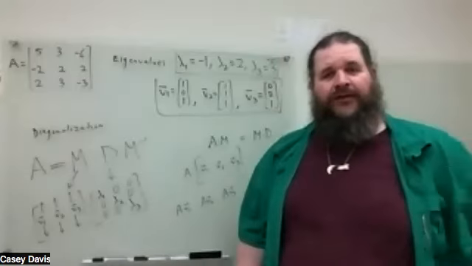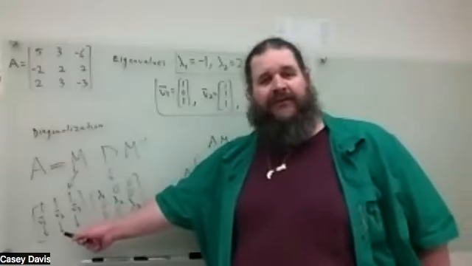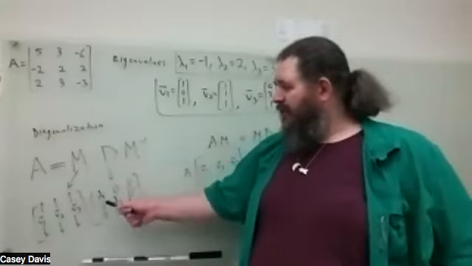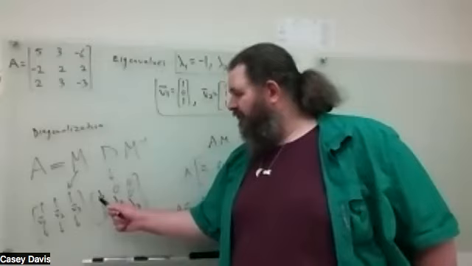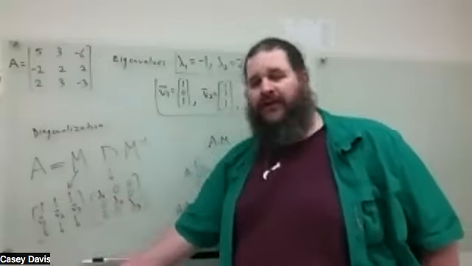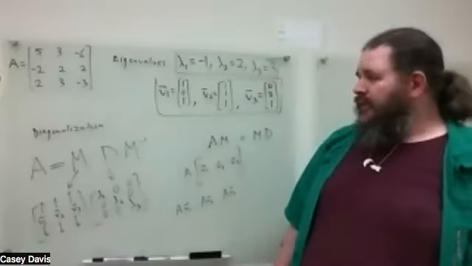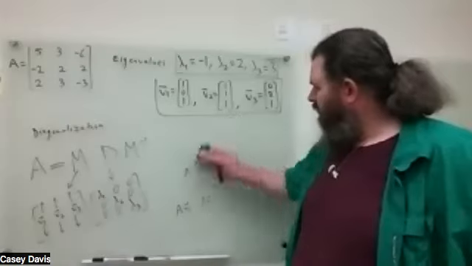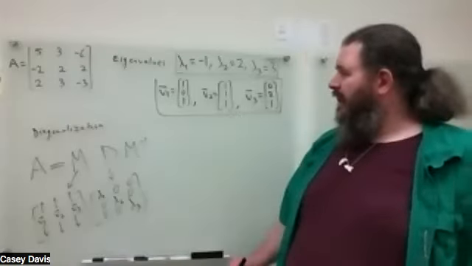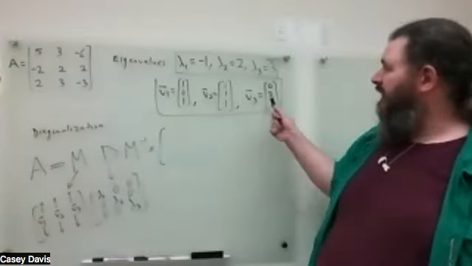So that's the core concept of diagonalization, that if you write out a matrix whose columns are the eigenvectors, and write out a diagonal matrix whose diagonal entries are the eigenvalues in the same order, like this eigenvalue corresponds to this eigenvector, and this eigenvalue corresponds to this eigenvector, and so on, then that should work as a diagonalization of the original matrix.